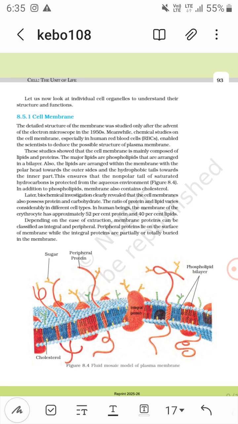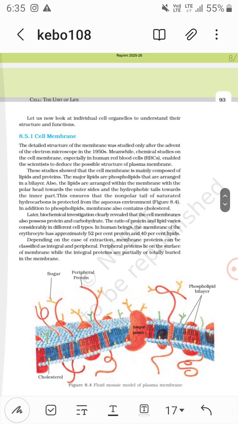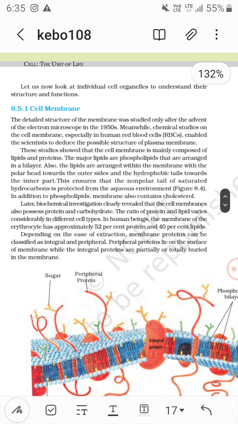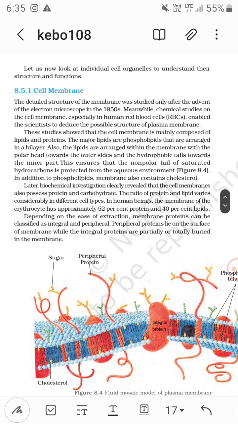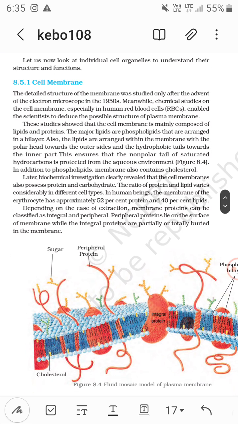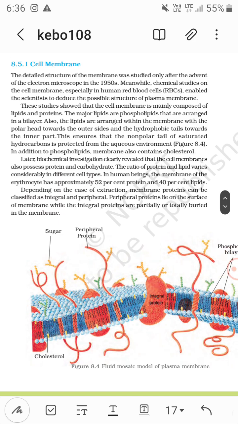Now the cell membrane, talking about the RBC membrane, is mainly composed of lipids and proteins, but also has carbohydrates and cholesterol. The lipid content is 40% and the protein content is 52%, and the layer is a lipid bilayer. The major lipids are phospholipids, in which the hydrophilic polar heads are towards the outer sides and the hydrophobic tails are towards the inner part.